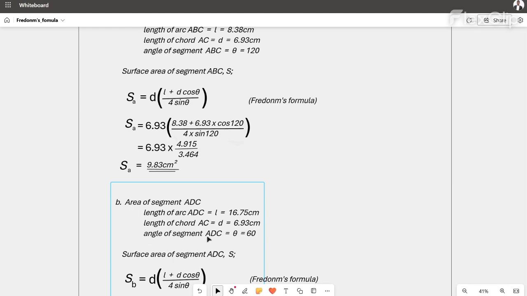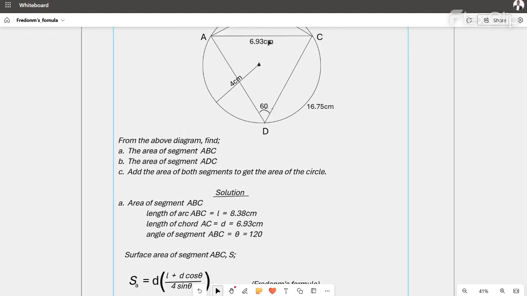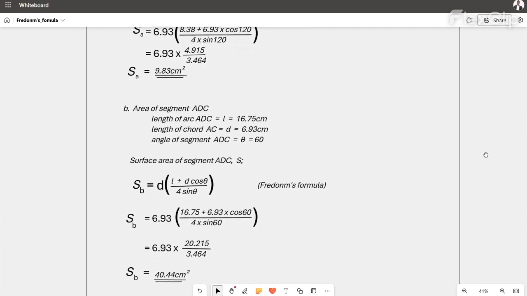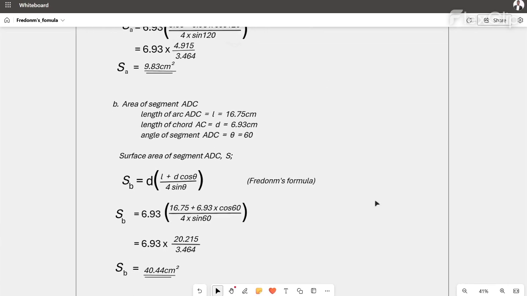So angle of segment ADC, let's call it theta, is equal to 60 degrees as I showed you earlier in this diagram. In this diagram here, these three values, this one, and this one, are the values we are using for the major segment inside Fredom's formula. Okay, that's all we need. That's all the parameters we need to calculate the area of that major segment with Fredom's formula. Now let's call the area of this major segment SB.